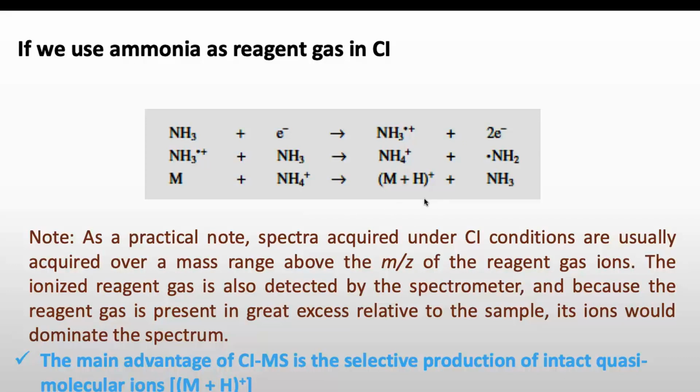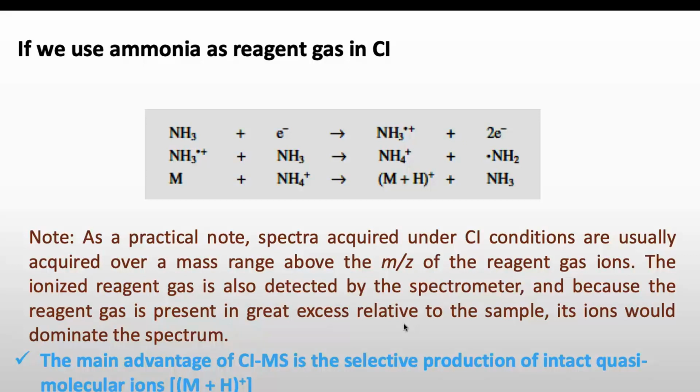But as a practical note, spectra acquired under CI conditions are usually acquired over a mass range above the m/z of the reagent gas ions, because we are using these gases in excess. If you don't do it above the mass of the reagent gases, you will also see a significant peak for these gases. The ionized reagent gas is also detected by the spectrometer, and because the reagent gas is present in great excess relative to the sample, its ions would dominate the spectrum.